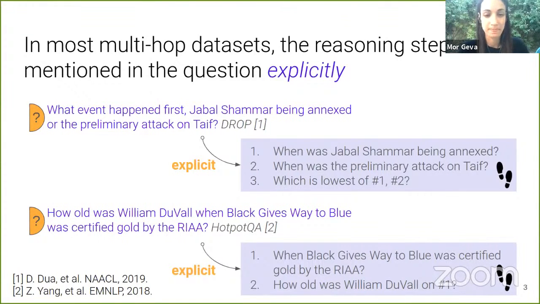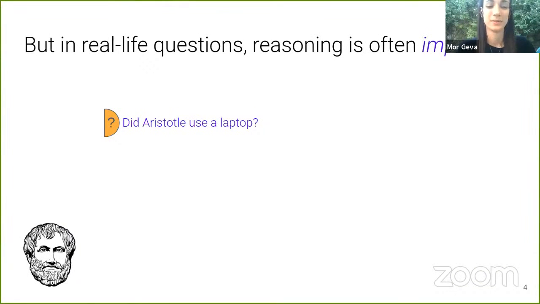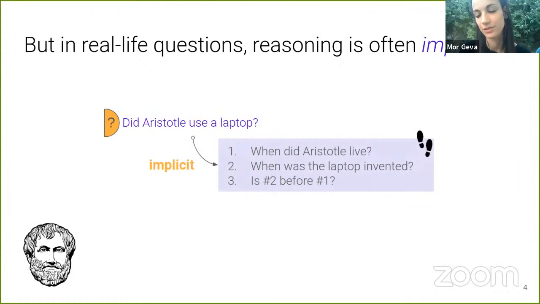And this is the common case if you look at current multi-hop datasets. But in real life questions, many times the steps for answering the question are implicit. They're not obvious from the question. Take, for example, this question. Did Aristotle use a laptop? How would you decompose it? How would you answer this question? It's not obvious from the question itself, right? Most people would know that Aristotle lived many years ago, and the laptop is a recent technology. And therefore, the steps here would be quite similar to those of the previous example.